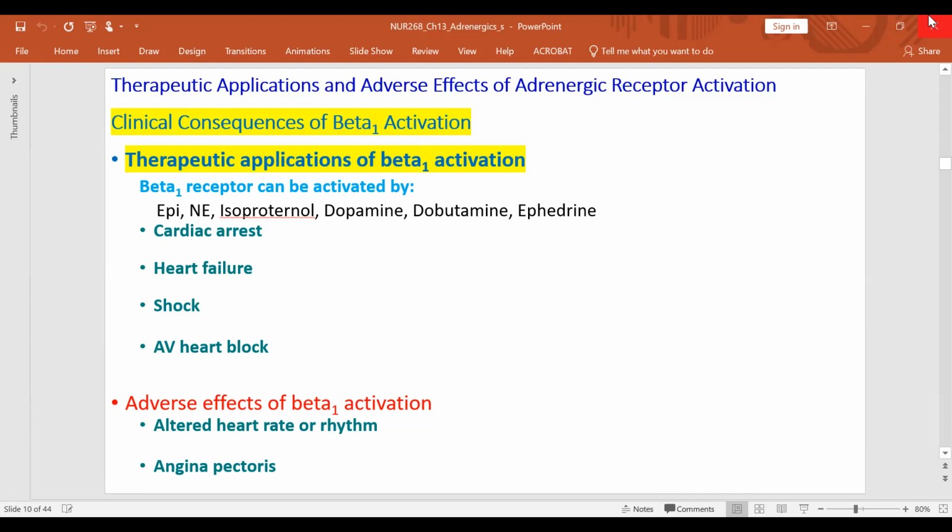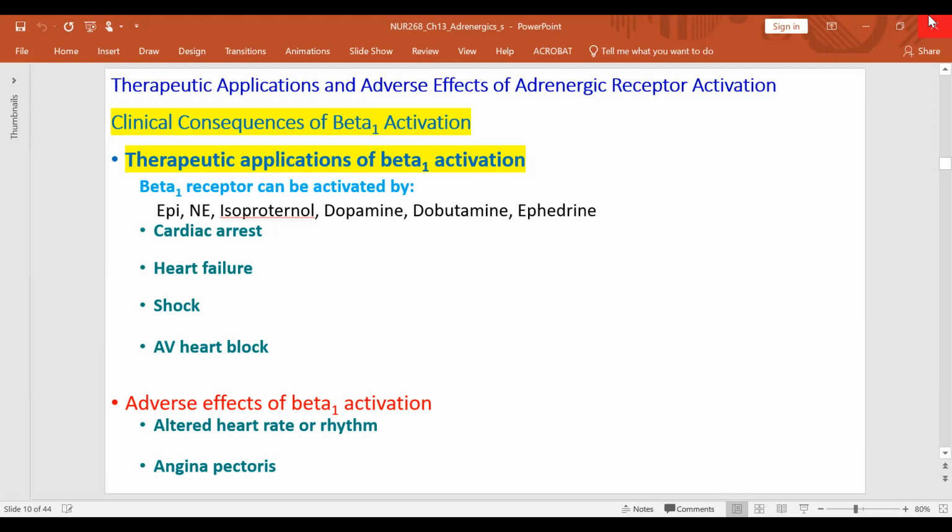Also, patients with AV heart block, because it will enhance the impulse conduction through the AV node. So what type of adverse effects do we anticipate from beta-1 activation? Adverse effects from beta-1 activation would be altered heart rate or rhythm, in other words, tachycardia and dysrhythmias.